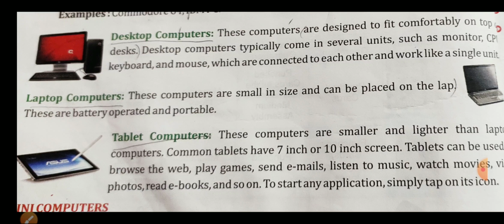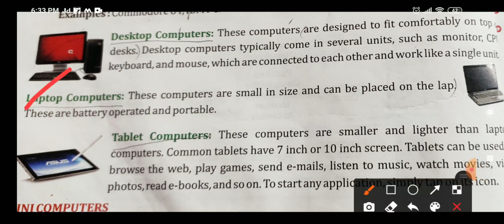Next is desktop computer, which we use at our homes. These computers are designed to fit comfortably on top of the desk. Desktop computers typically come in several units such as monitor, CPU, keyboard and mouse, which are connected to each other and work like a single unit. In a desktop computer, we use all these devices: monitor, CPU, keyboard, mouse, right?